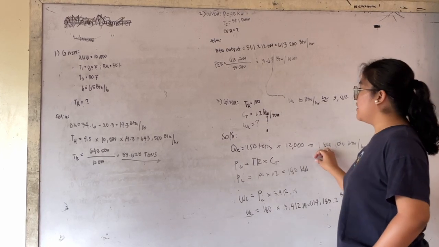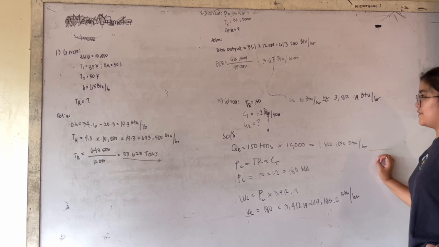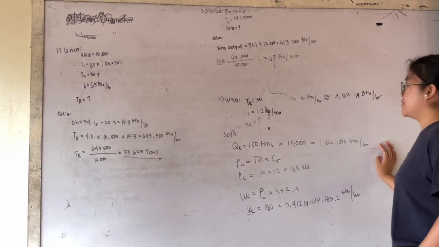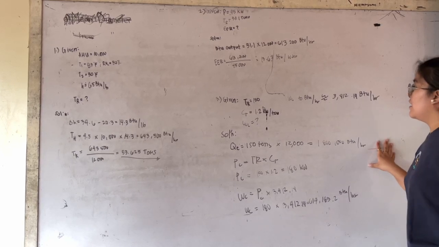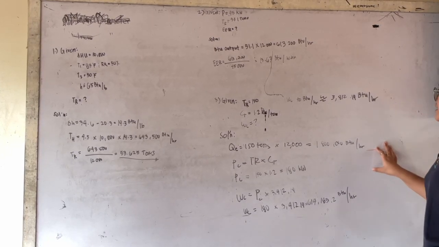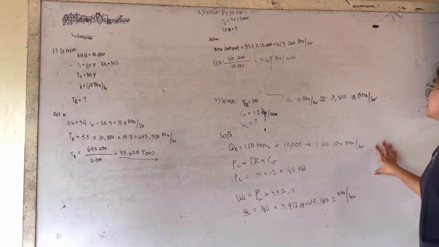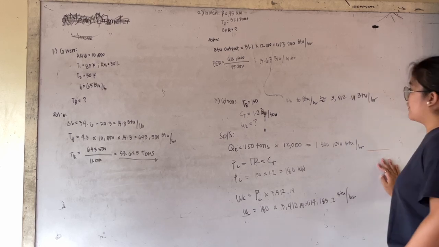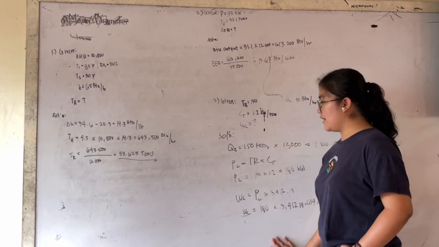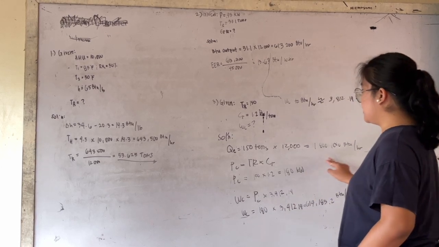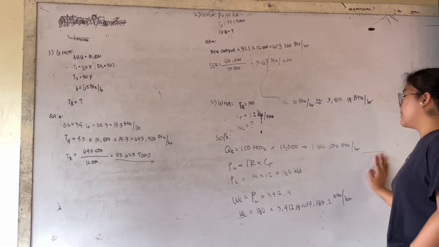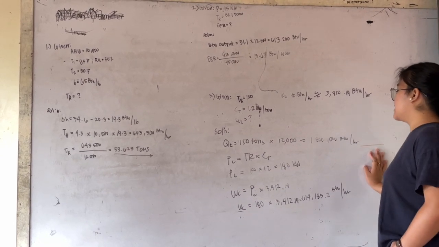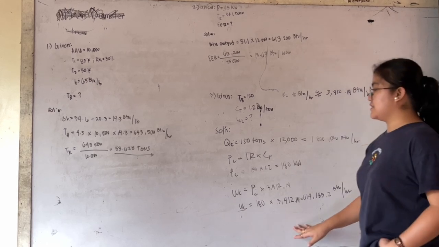And for number 3, we have a unit of speed equal to 150. CR is 1.2 kilowatt per ton, and WC to BTU per hour is equal to 3,412.40 BTU per hour, and we're going to solve for WC. So we have a Q, which is 150 tons times 12,000, which is equal to 1,800,000 BTU per hour, and PC is PR times CR.